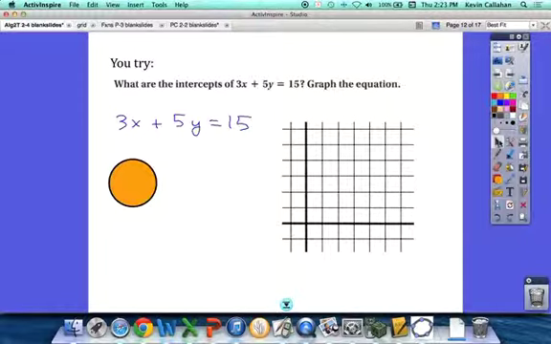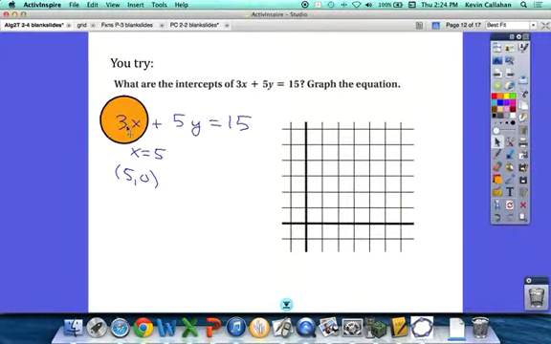So again, watch: you cover up the y, solve for x. 3x equals 15, so x equals 5. Now, what point is that? What are the coordinates of the x-intercept? It's 5, 0, right? Then cover up the other one: 5y equals 15, so y equals 3. That means 0, 3.